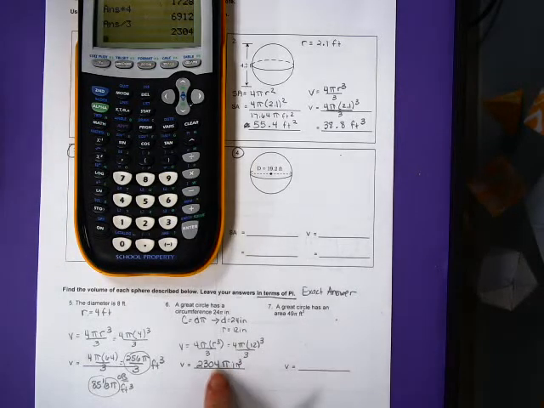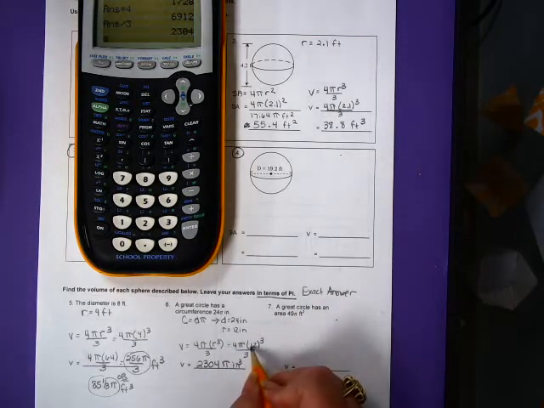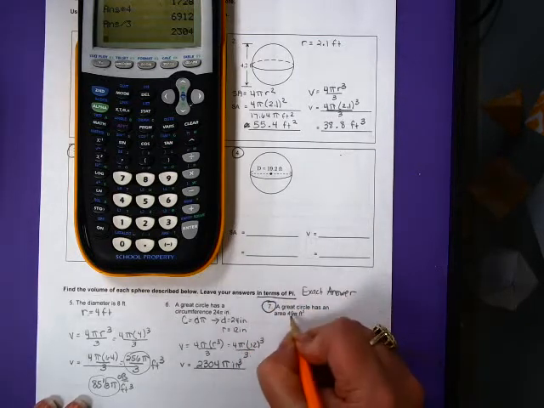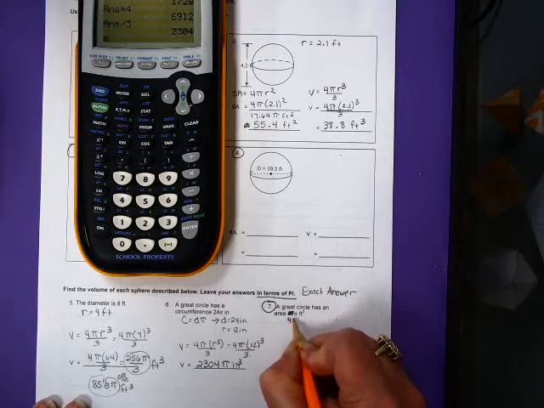And remember, that is your exact answer. Leave it in terms of pi. So all I did was I did my 12 raised to the third power first, then I multiplied by 4, then I divided by 3. I want you to do this one by yourself and bring it in. I want you to change this one, though, to 48.